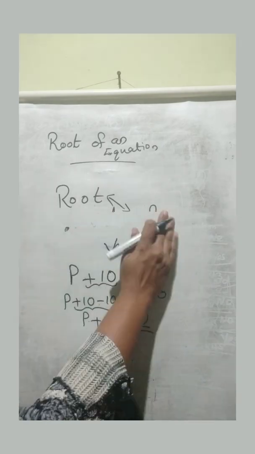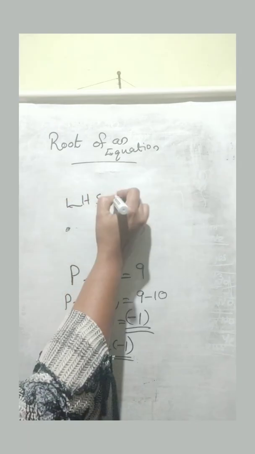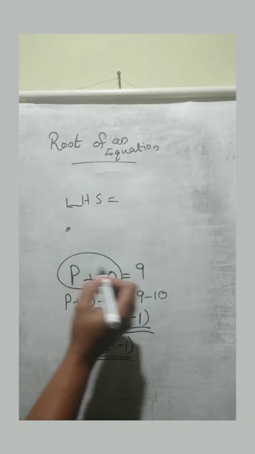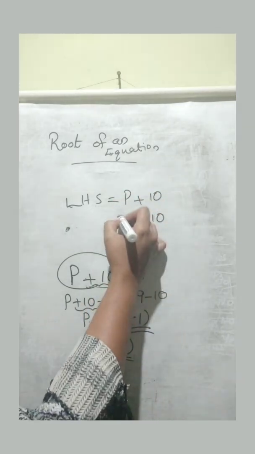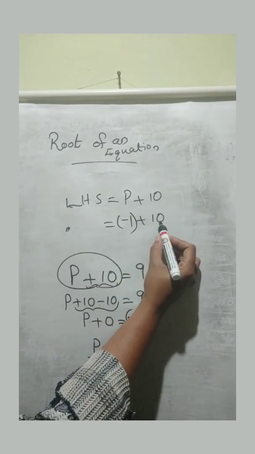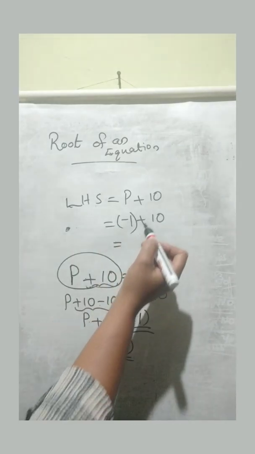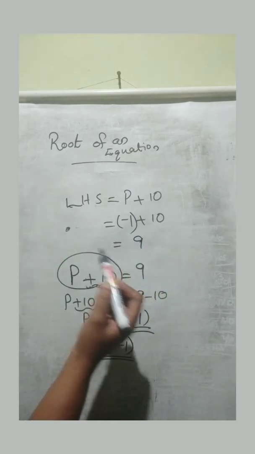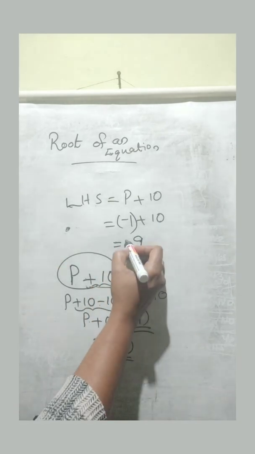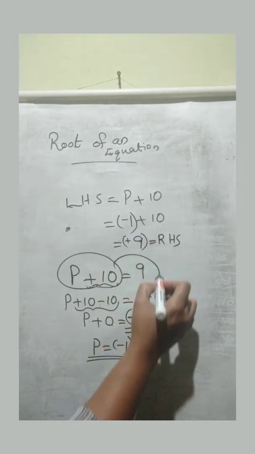Now we can check by applying the value of p in the LHS. Here the LHS is equal to p plus 10, that is equal to minus 1 plus 10. Here 1 is negative and 10 is positive, so we subtract 10 and 1. 10 minus 1 is equal to 9. The sign of 10 is positive, so positive 9, which is equal to the RHS for this statement.